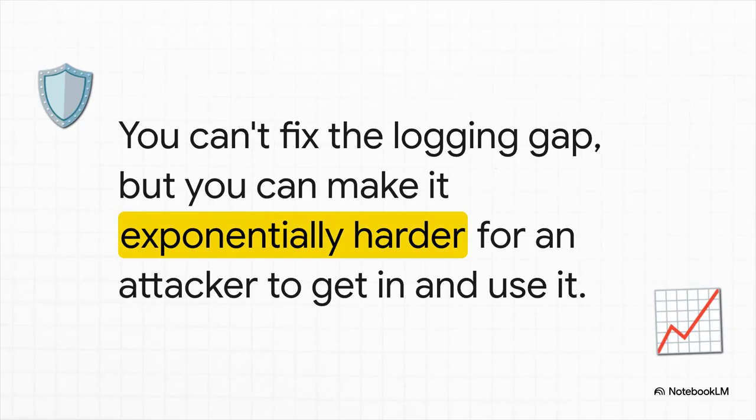The logic here is pretty simple, right? If an attacker can't get into your environment in the first place, then it doesn't matter that there's a visibility gap. The goal is to make it so incredibly difficult to get initial access that any attempt to do so is just loud, messy, and super easy for you to spot.